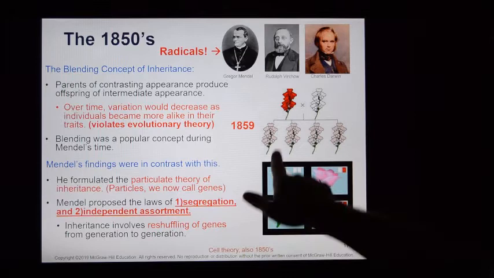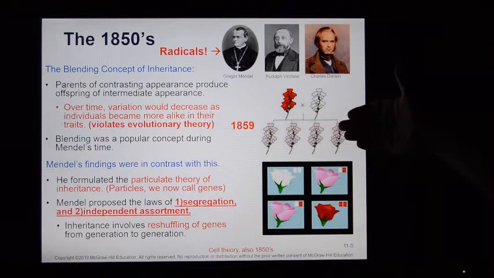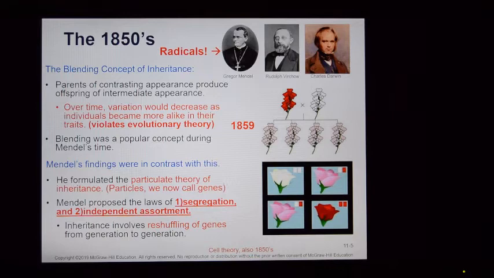In fact, Mendel realized this very early on, and he decided to call what he was doing the particulate theory of inheritance. All right? He would say that inside of these plants there are particles, and that those particles are passed to those plants' offspring, and ergo those plants have offspring that represent either a blend of those particles or one or the other of those particles. Particles that we now know are genes.